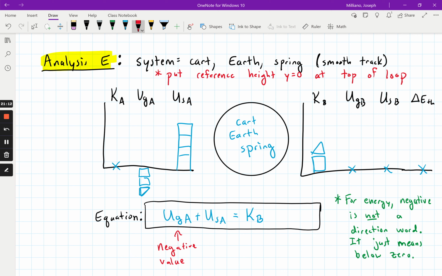So in this class, we've often used negative to mean something like to the left with vector quantities. Energy is a scalar, it's just an amount. So when we have negative, we just mean less than 0. We don't mean to the left.